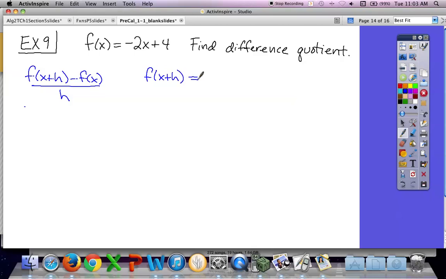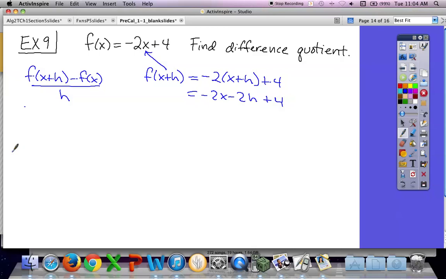Plug in x plus h in the place of x. Right? Whatever's in here, you put in the place of x. So this is negative 2 times x plus h plus 4. And that is simplified as negative 2x minus 2h plus 4. So it's always that step of finding f of x plus h where we stumble.